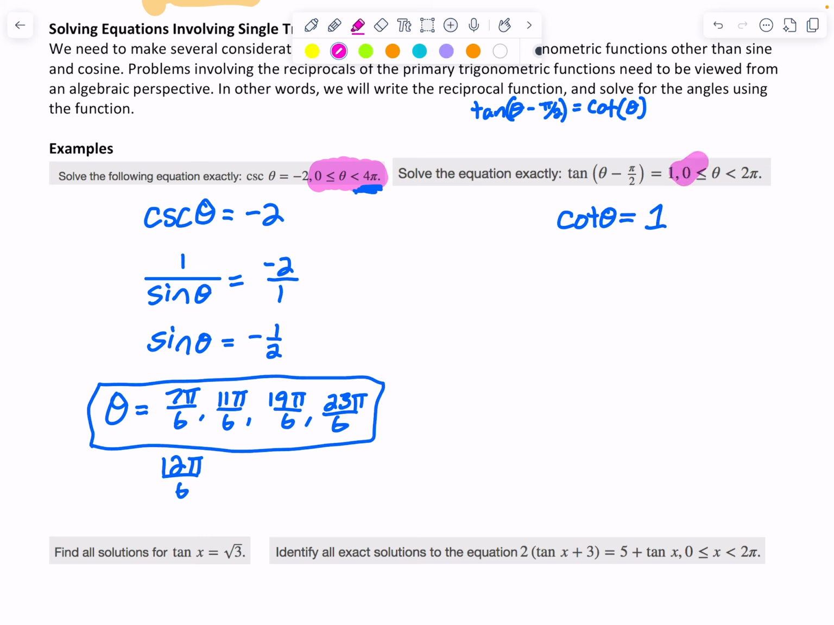Let's note that we're only doing 1 revolution. So I'm looking for when cotangent is 1, or you could flip them over. Cotangent flipped over is tangent, 1 flipped over is 1. We want to know when tangent is 1. So tangent is 1 when sine and cosine are the same. So that happens at pi over 4. That's my middle triangle.